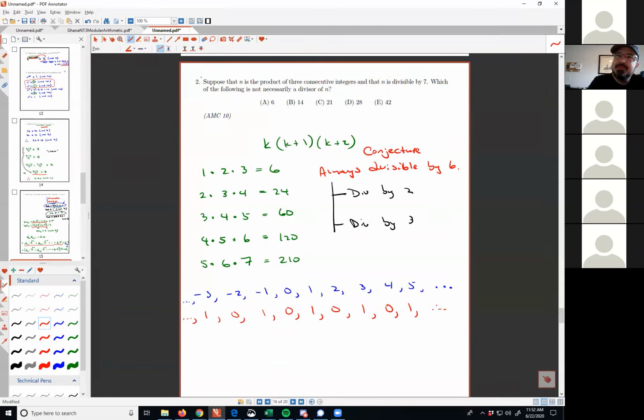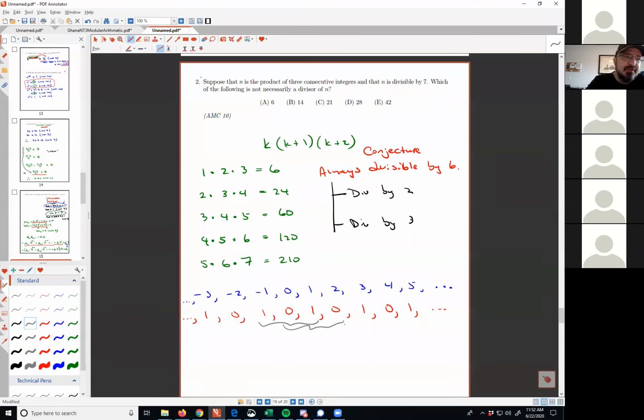So what do we know about the product of any 3 consecutive ones of these? It's going to be equivalent to... well, just modulo 2 right now. Well, it's going to give you 0. Right. The product of 1, 0, 1 or 0, 1, 0 is going to be 0 modulo 2.